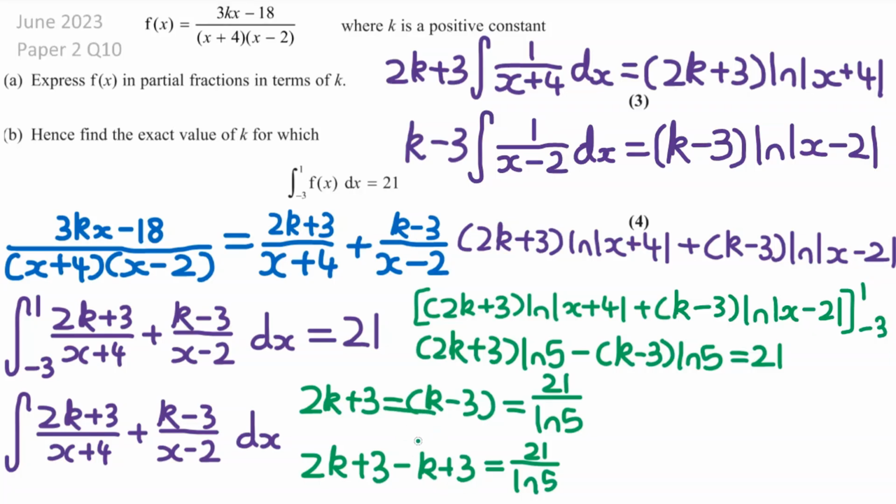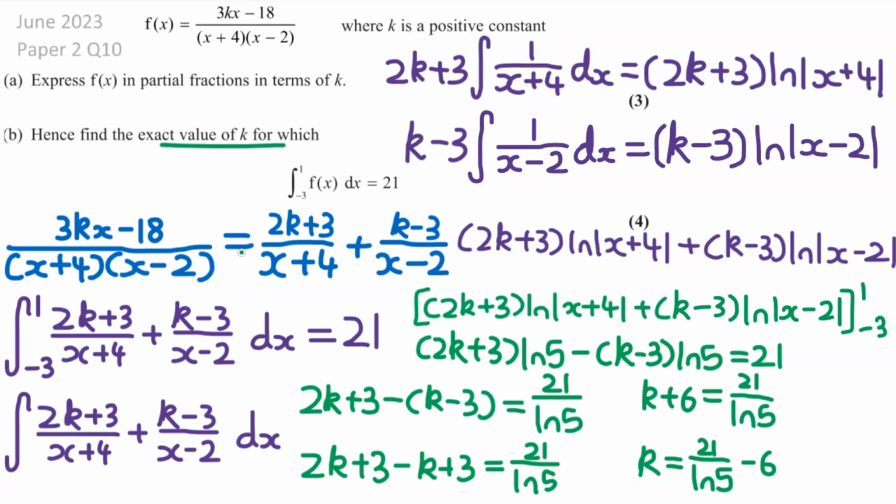We're going to expand this bracket here. 2k minus k is equal to k, and then 3 plus 3 is 6. So we've got this k plus 6 is equal to 21 over the natural log of 5, and then if we move this 6 onto the other side, we get that k is equal to 21 over the natural log of 5 minus 6. It wants the exact value of k, so we're going to leave it in this form here, and that's the final answer.